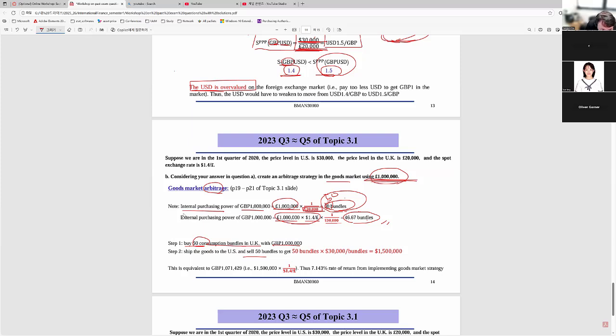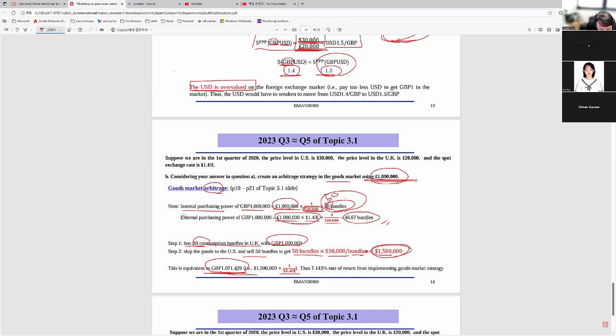What is the price you're going to get? 50 bundles times $30,000 per bundle. So you're going to get $1.5 million. Now, given this exchange rate, we can convert this dollar back into pounds, which is 1.071429 million pounds. So you start with 1 million pounds, and you end up with this number.